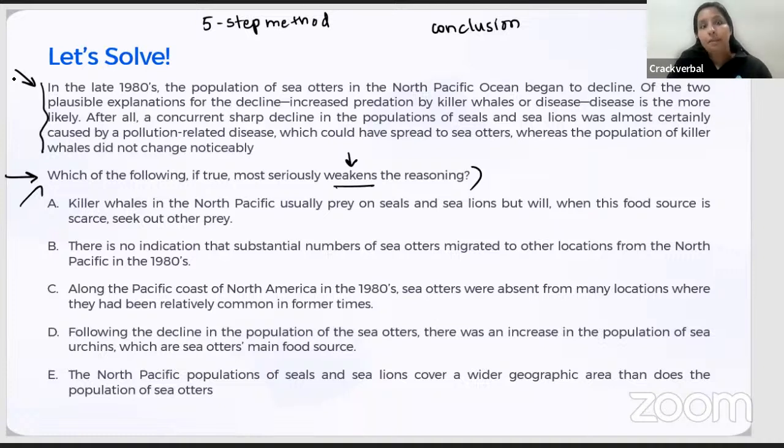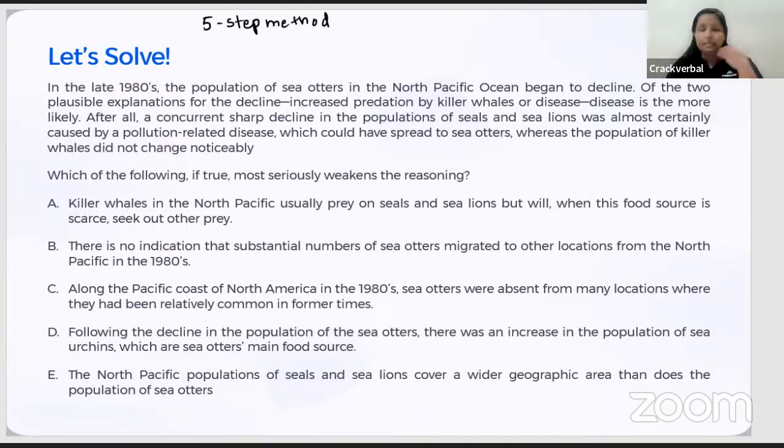This is called a question stem. And then I read the question stem and I realize, oh, it's weaken the argument. There's a conclusion here somewhere. Let me go search for the conclusion. I'm going to go read the passage again. Time is of the essence where the GMAT is concerned. I need to find ways, even a couple of seconds shaved off here and there plays a great role.